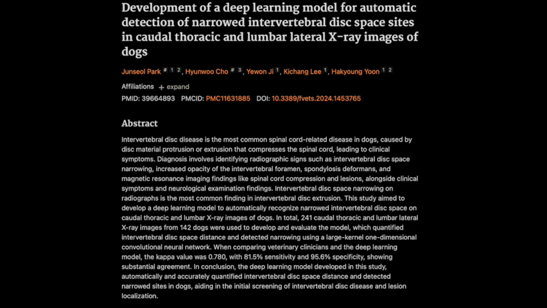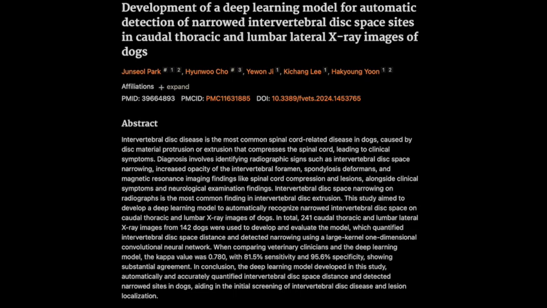So in simpler terms, sensitivity refers to the model's ability to correctly identify true cases of narrowing, while specificity measures its ability to correctly identify those that are normal. These results indicate that the model is highly accurate at both detecting narrowing and avoiding false alarms, which are critical for making sound clinical decisions. Absolutely. That's impressive. But how did these findings compare to the gold standard of IVDD diagnosis, MRI? That's the burning question.